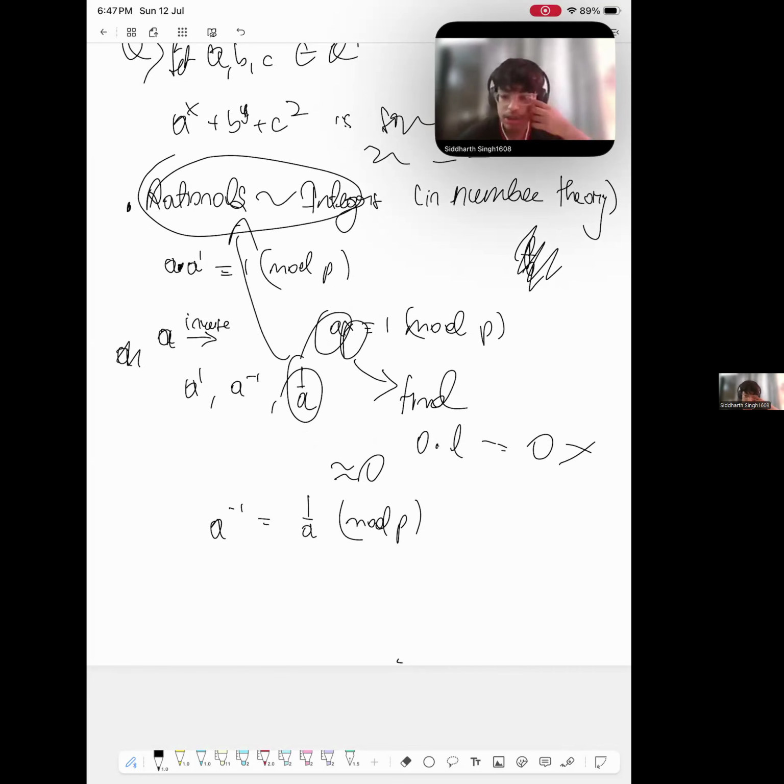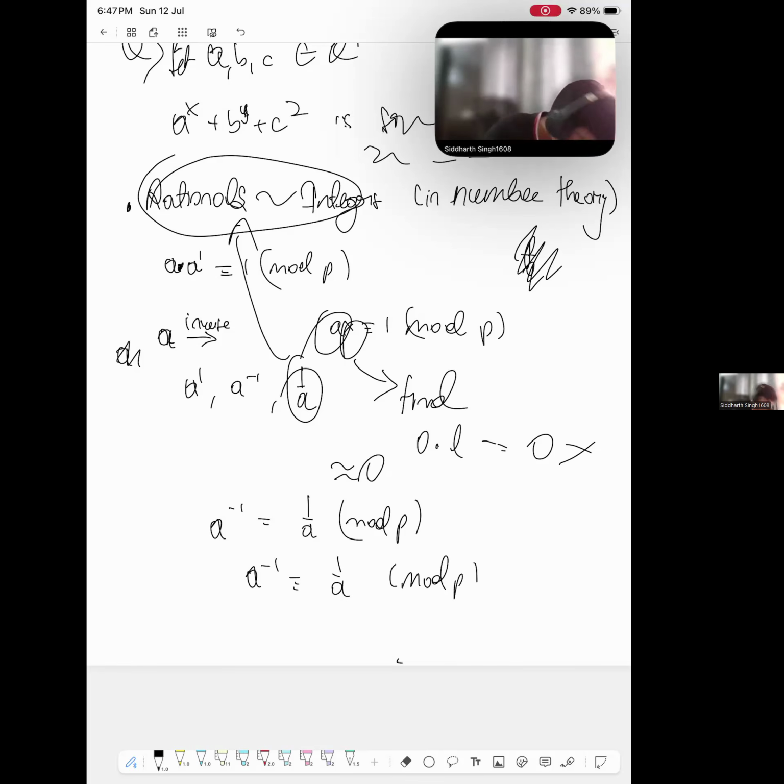Yeah, exactly, Kausal. That's the point. A can't be congruent to 0 mod p. If a shares a GCD of 1 with the prime, that means p does not divide a; p divides a if the GCD is anything but 1. So yeah.